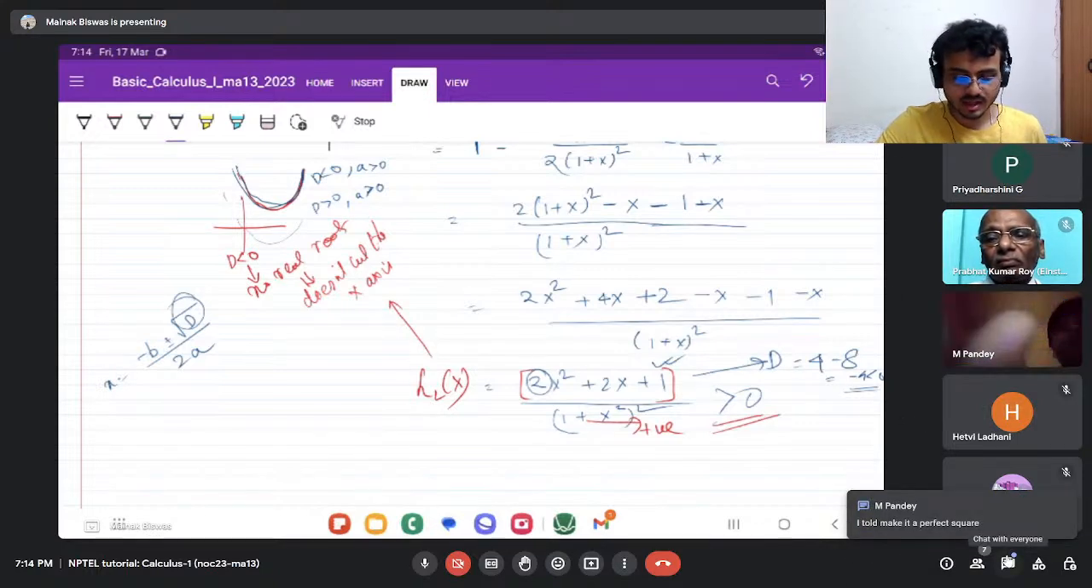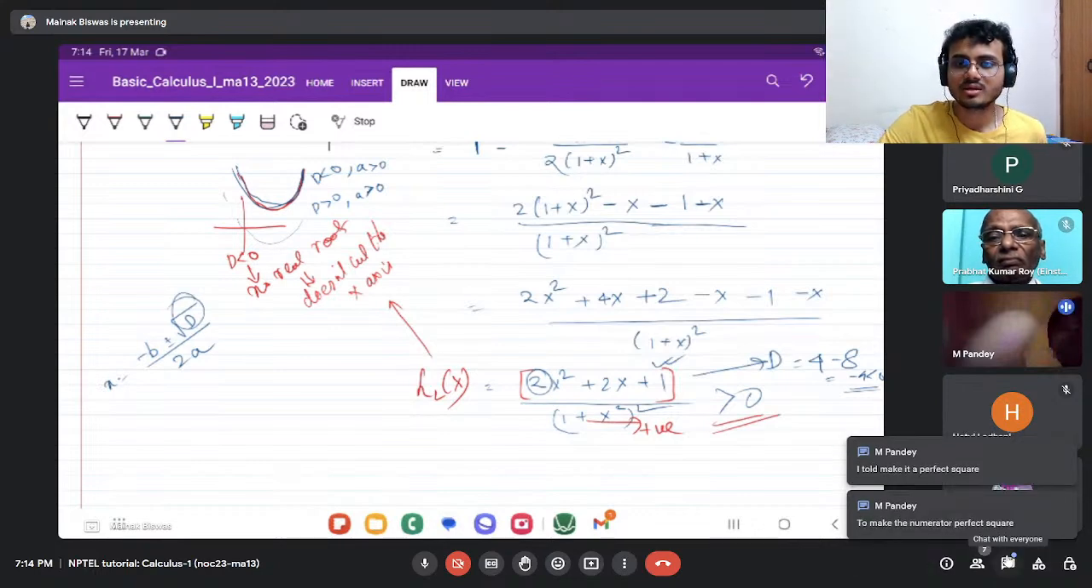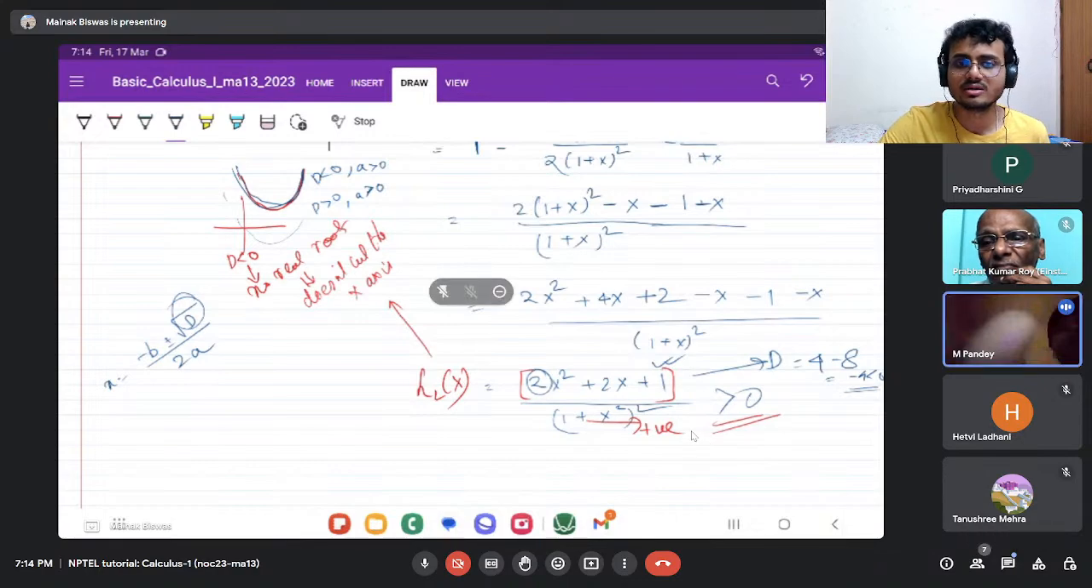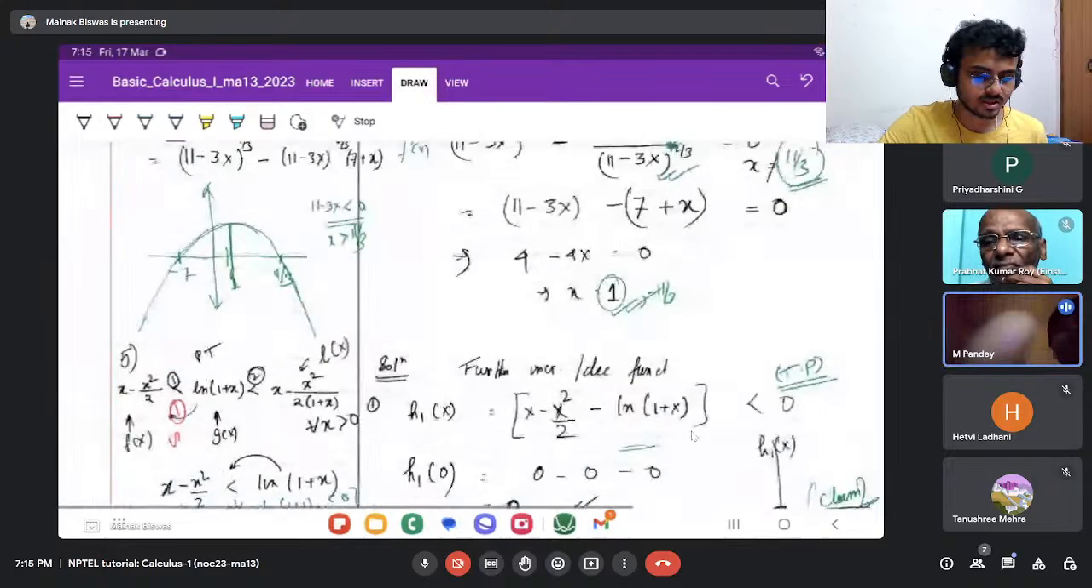Oh, you told to make it a perfect square. That is also okay. But it's not required. Just discriminant checking is enough. You don't need even doing that. That is right. You can make it a perfect square and try. No problem.